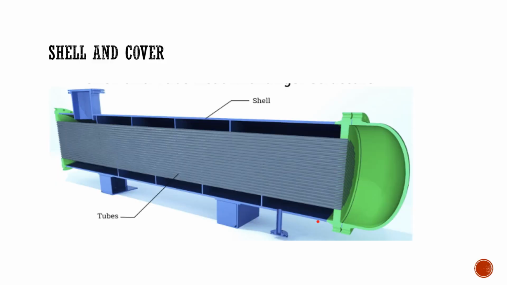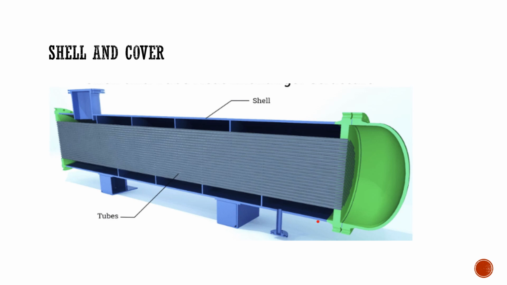Hello friends, in this video we are going to learn about heat exchanger and its parts. The first component is shell and its cover. The shell is the outer covering in heat exchanger in which either the hot or cold fluid flows.